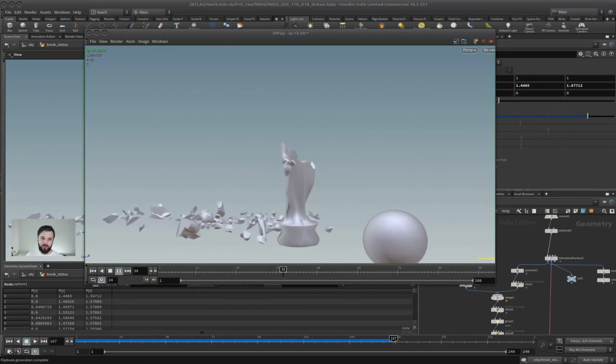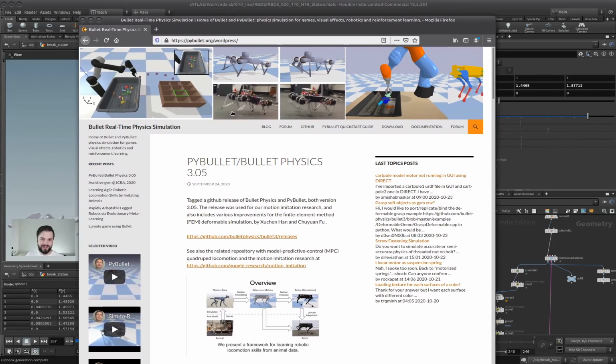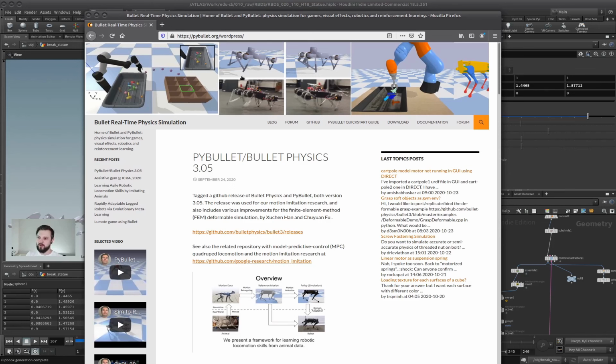The second thing we have to understand is that when we talk about RBD simulations, we actually talk about the Bullet library. And you can read more about this on the website of this library, called pybullet.org. And as you can see, this is a third-party library, so it's not actually written by Side Effects. And this is important to understand, because many years ago, Side Effects programmed their own RBD system, but they then switched to Bullet.